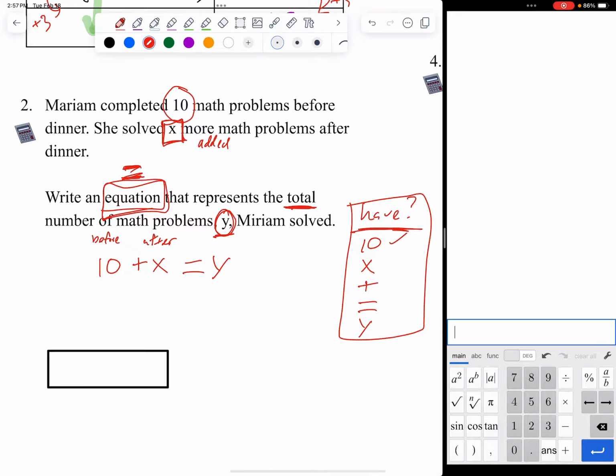Did I use a 10? Yes. Did I have my x? Yes. Did I add something? Yes. Do I have an equal sign? Yes. Is there a y? Yes. So I could have said 10 plus x equals y.